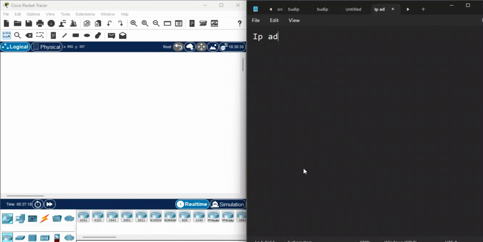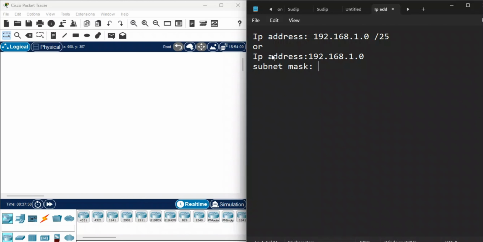So given the IP address 192.168.1.0/25, or we can simply write this as the IP address 192.168.1.0 and subnet mask 255.255.255.128, which in binary form will be 1 1 1 1 1 1 1.